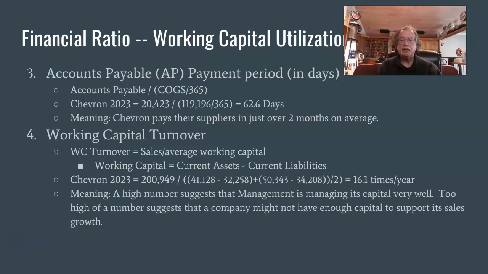This was for 2023. Working capital turnover. Working capital is the current assets minus current liabilities. So working capital turnover is your sales divided by average working capital. So here's our sales. This is off of the income statement. These two numbers are off of the balance sheet. We want this to be turned over as much as possible.